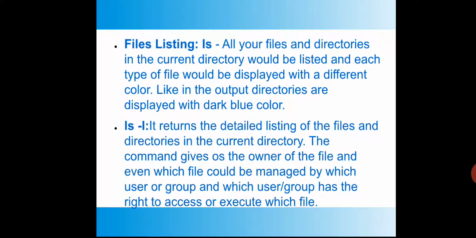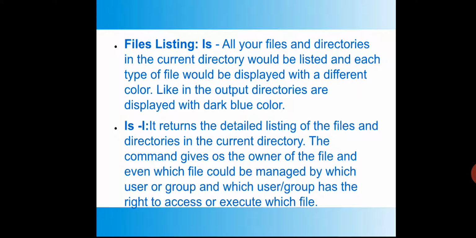So you have to list the files. If you wish to list the files, then you can go for the ls command. It is not is, it is ls command. All your files and directories in the current directory would be listed, and each type of file would be displayed with a different color. So that depends again. If you have some files with the extension txt, there will be a separate color. If you are going to run some C programs, with the .c extension, a separate file color may be there.